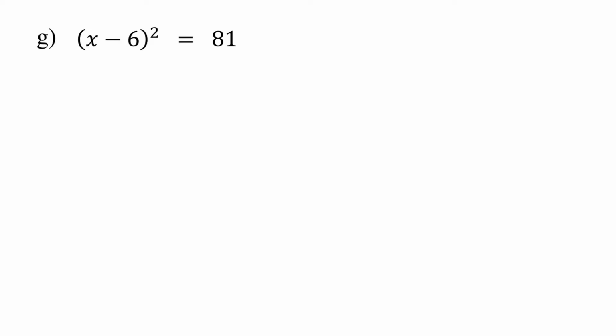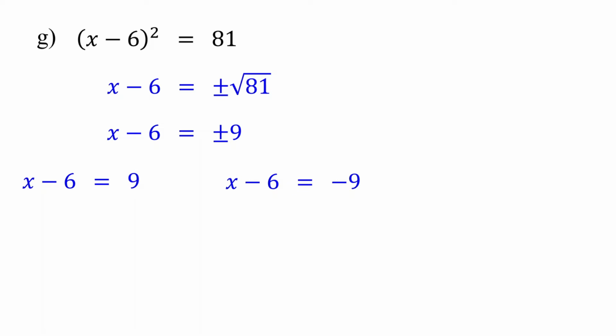Instead, it is x minus 6. In such cases, treat the entire binomial as a single variable and apply the square root property directly. So, we have x minus 6 equals plus or minus the square root of 81. The square root of 81 is 9, right? Now we have two equations, x minus 6 equals 9 and x minus 6 equals negative 9.